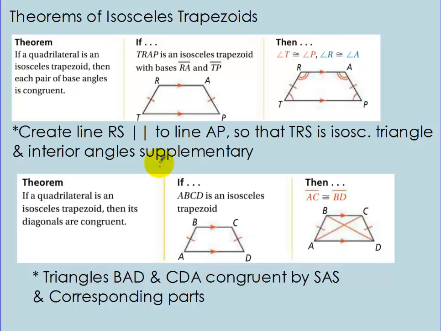So the first one, if a quadrilateral is an isosceles trapezoid, then each pair of base angles is congruent. So the bottom two, this pair, is congruent, and the top pair, that pair, is congruent. So how could we prove this?